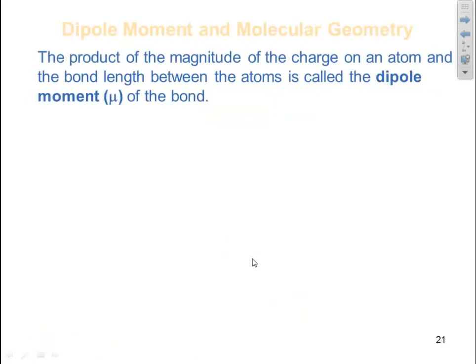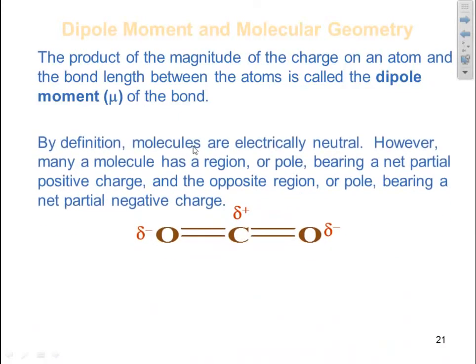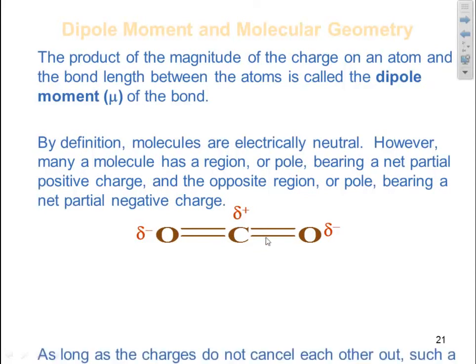The product of the magnitude of the charge on an atom and the bond length between the atoms is called the dipole moment. By definition, molecules are electrically neutral. However, many a molecule has a region of pole bearing a net partial positive charge and the opposite region of pole bearing a net negative charge, as in an example of this CO2.